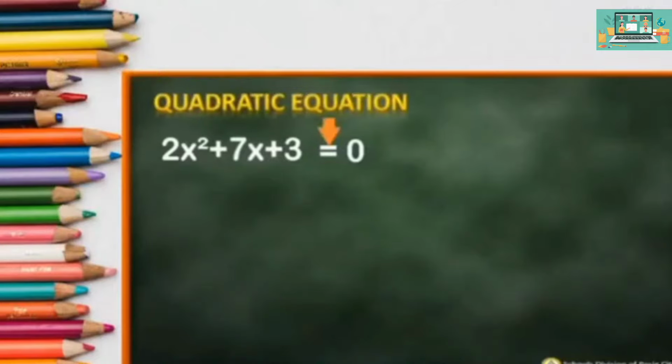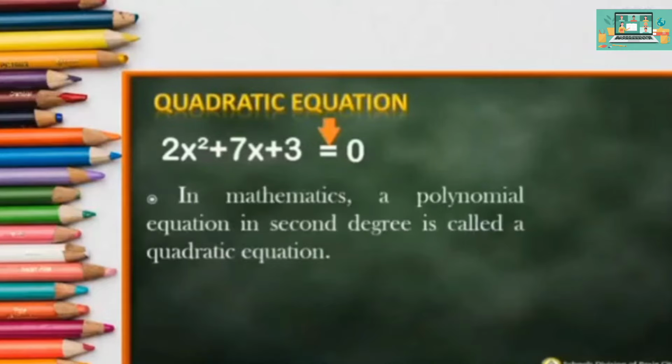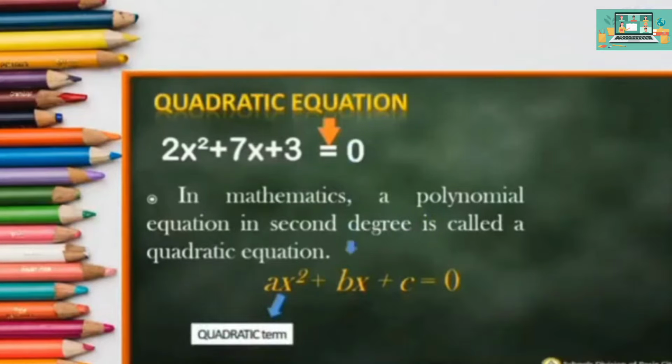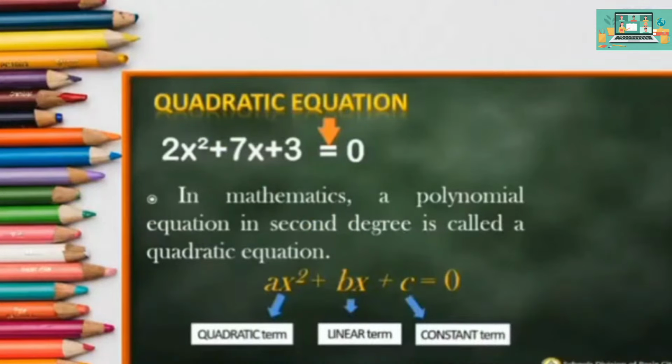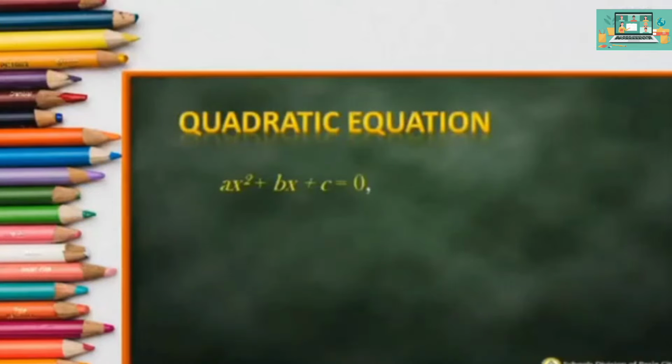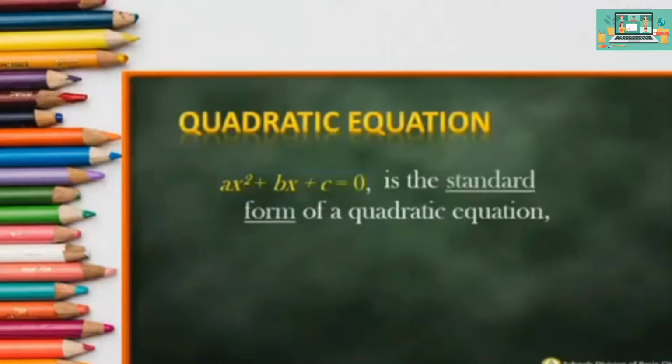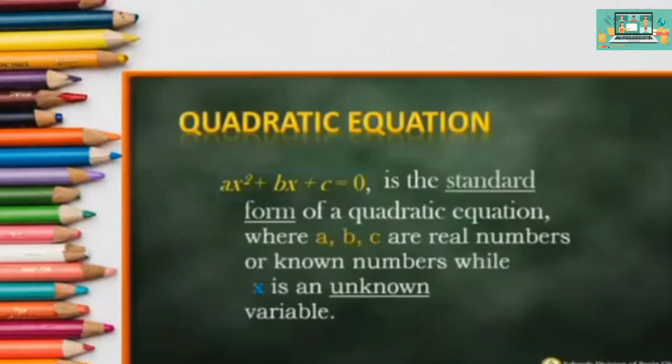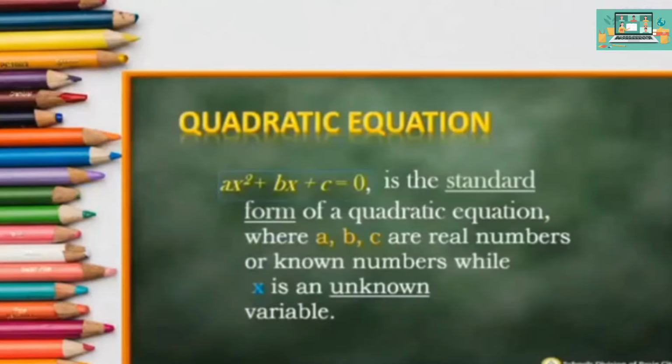In mathematics, an equation in second degree is called a quadratic equation. It is written in the form ax squared plus bx plus c equals 0. Ax squared is the quadratic term, bx is the linear term, while c is called a free term or a constant term. Ax squared plus bx plus c equals 0 is the standard form of a quadratic equation, where a, b, and c are real numbers or known numbers, while x is an unknown variable.